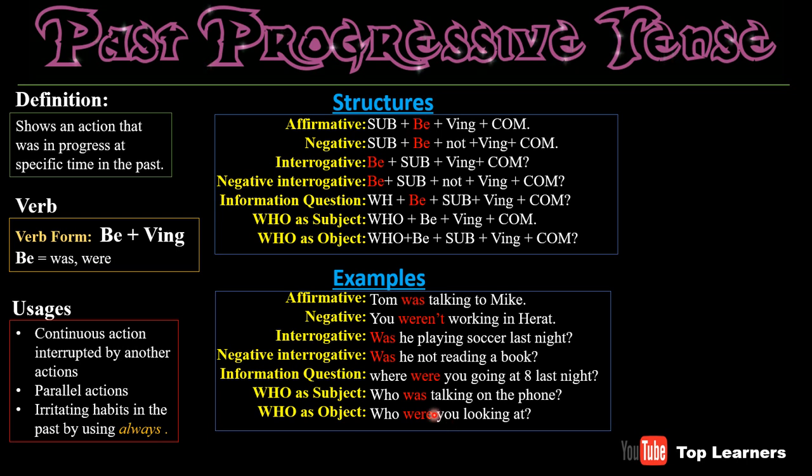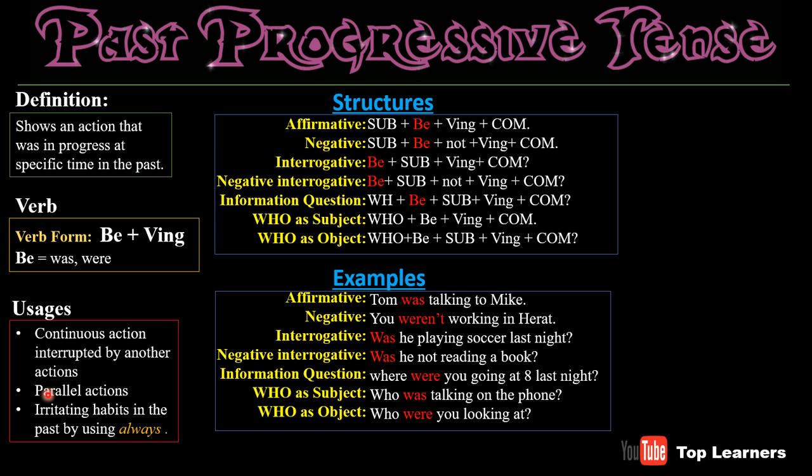We can also use past continuous tense for parallel actions. Those are actions that were happening at the same time and they were not interrupting each other. Like, I was sleeping while my brother was reading. So both of these two actions were parallel. None of them interrupted each other.